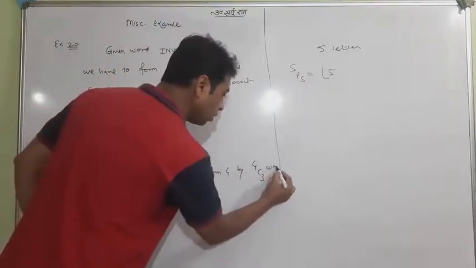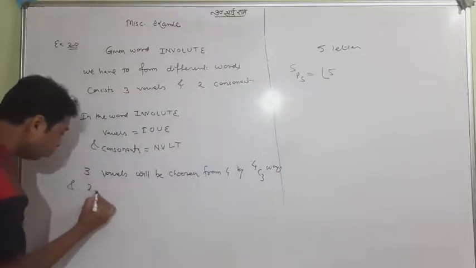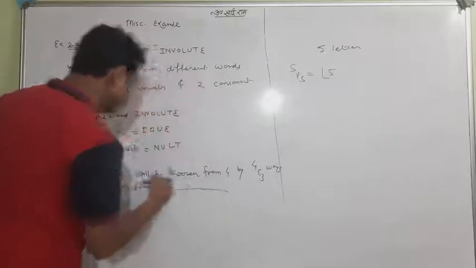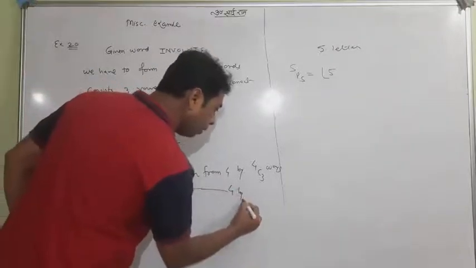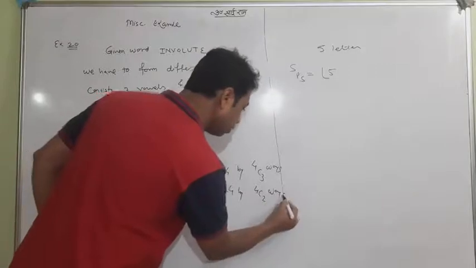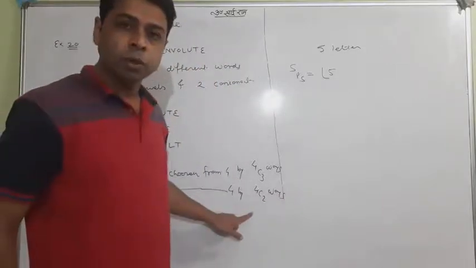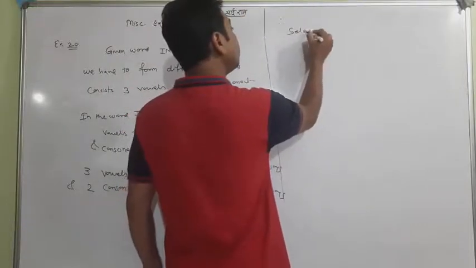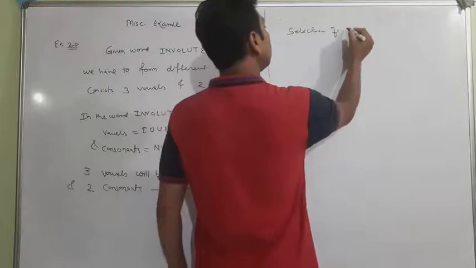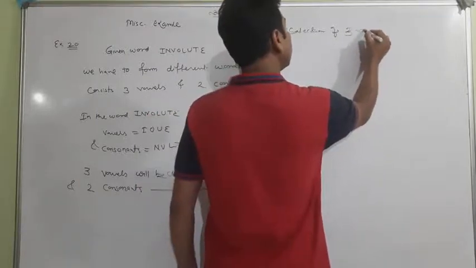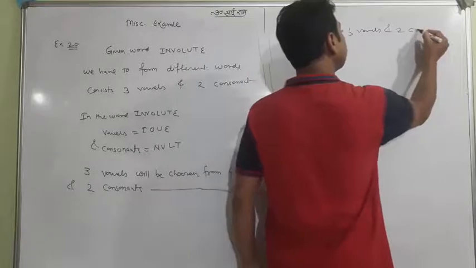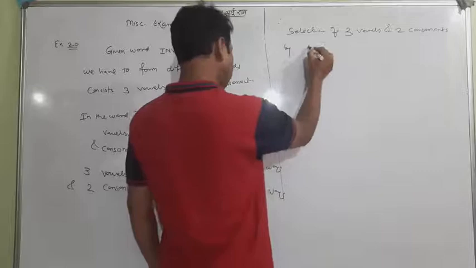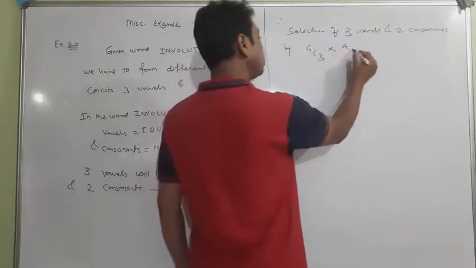4C3 ways. And two consonants will be chosen from 4 by 4C2 ways. So till now we have chosen, so the way of selection of three vowels and two consonants is 4C3 into 4C2 ways.